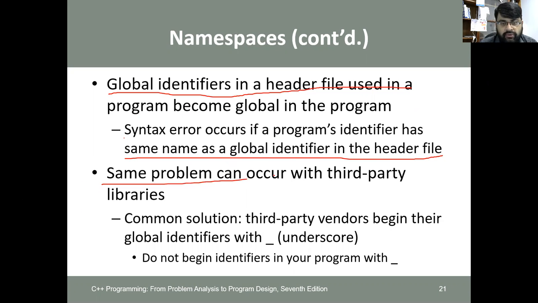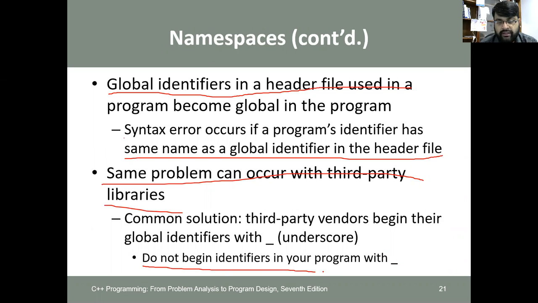The same problem can also occur with a third-party library. If you've got a globally declared identifier, for example, cout or cin in a third-party library, we cannot use the same name cout and cin as a global identifier within our program as well. One common solution is that third-party vendors usually begin their global identifiers with an underscore, and we do not begin an identifier in our program with an underscore. So this is a good programming practice.